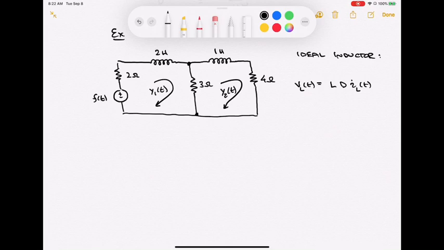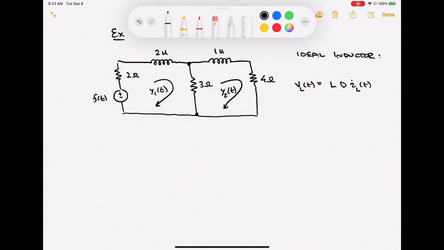This is ideal inductor behavior expressed using operator notation. So I've got to start on this guy. I've used my ideal inductor knowledge, and now I want to write some equations that will help me describe the input-output behavior of this system. You've done this in circuits as well.